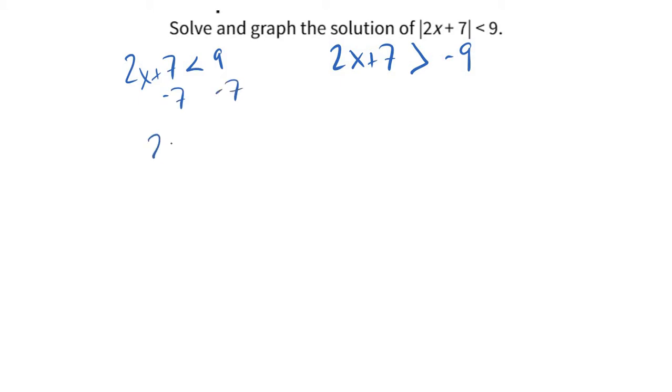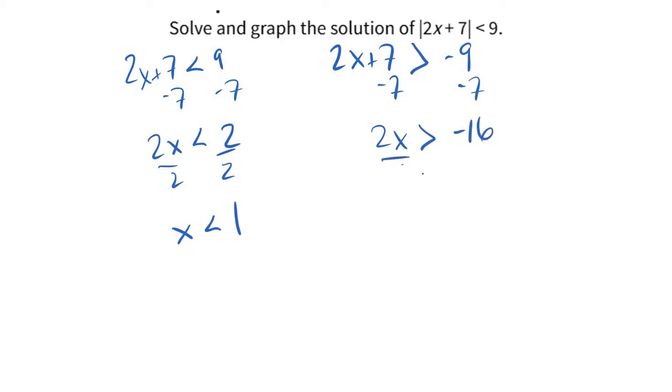So minus 7. So 2x is less than 2 there. And then let's divide that 2 over. So x could be less than 1, it looks like. Subtract 7, subtract 7. So 2x is greater than negative 16. Divide by 2. And x is greater than negative 8.